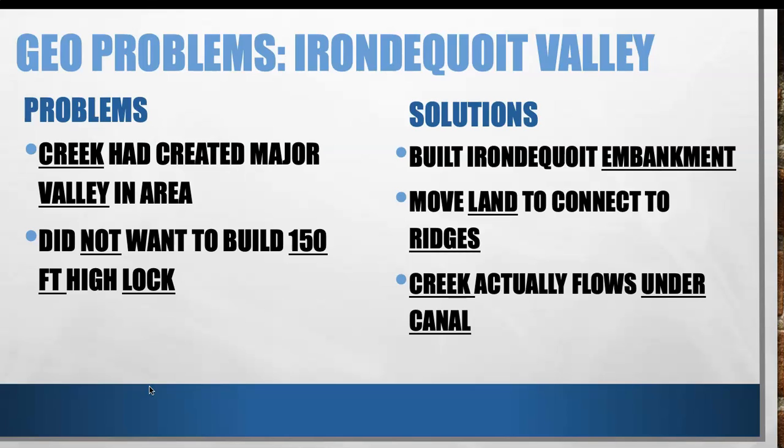And so actually at the Irondequoit Creek in this location, the canal kind of runs here, the Irondequoit Creek goes underneath it because they've built kind of almost a drainage system that the creek goes through in that location. But they built up the land kind of around it to solidify that valley to make the canal be able to go over top of it.